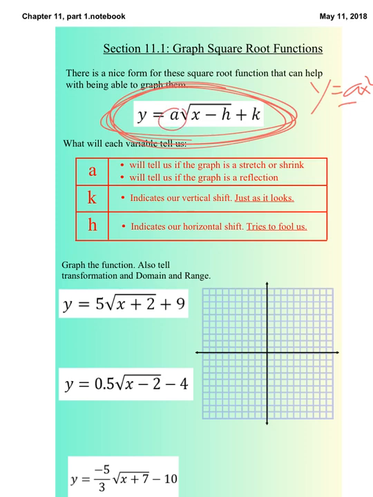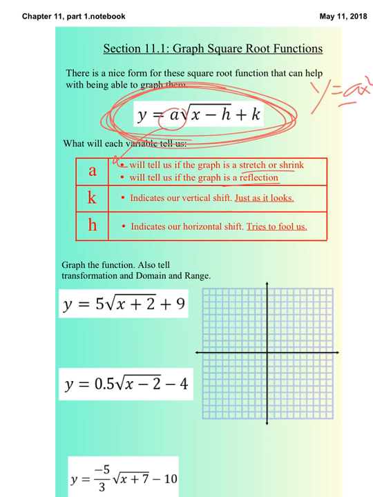A, again, is kind of the leading coefficient. Down here, it talks about whether it'll be a stretch or shrink, whether it's greater than 1 or between 0 and 1, and it also tells if it's a reflection, which we talked about on the previous page. If it ends up being a negative value, that'll make a reflection, and it's over the x-axis, okay?